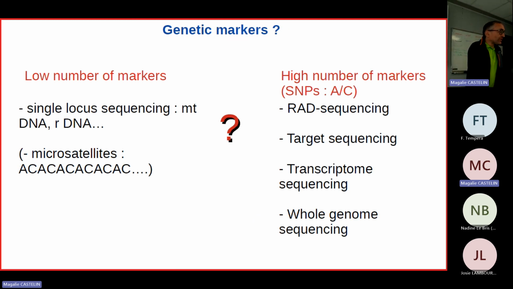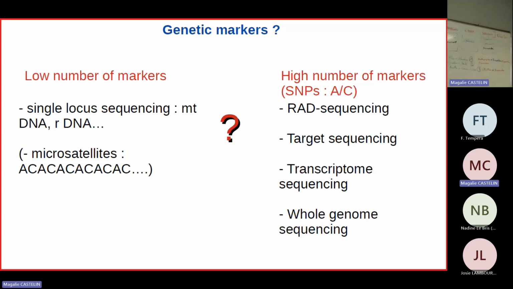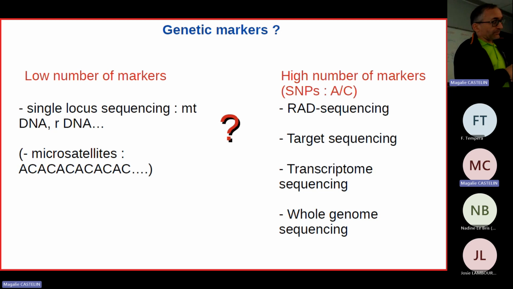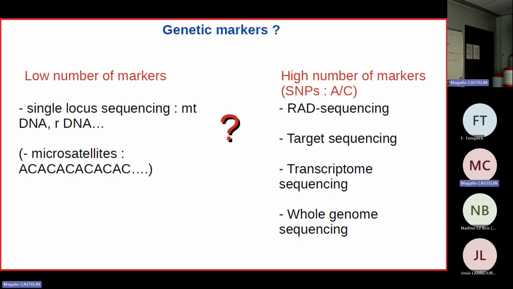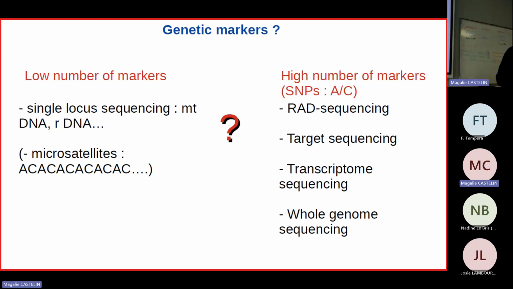So if we talk about genetic markers, I don't know if some of you are very familiar with that, maybe not all of you. So a crude separation could be the use of a low number of markers. That means we analyze one or a few regions of the genome. So we had single locus sequencing, for example, mitochondrial DNA, which has been used and is still used for barcoding, for example. We had microsatellites. We'll not talk about that today, but they can still be useful. We'll see a bit of them.